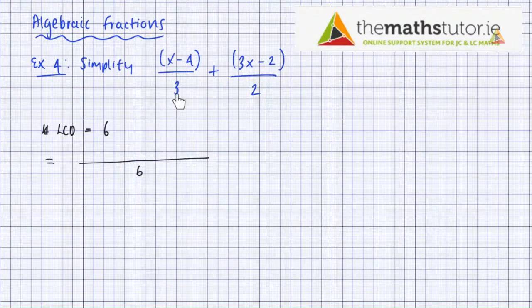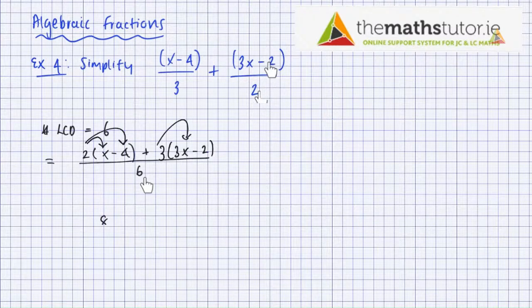So 3 into 6 goes twice, and it's twice by all of this on the top. So it's going to be 2 by x minus 4 plus 2 into 6 goes 3 times, and it's 3 by 3x minus 2. So we're going to multiply this out. 2 by x is 2x. 2 by minus 4 is minus 8. 3 by 3x is 9x. And 3 by minus 2 is minus 6. And that all goes over 6.